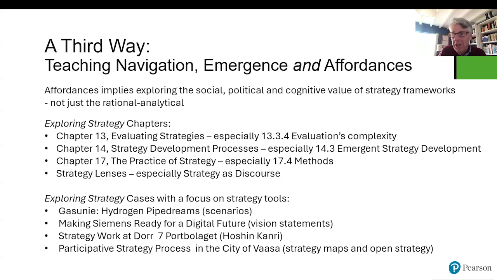So strategy tools, not so bad. Strategy tools, not the answer, not plug in and play analytical answer, but not useless, as Mintzberg might argue. They have many different affordances, and I think it'd be good to introduce those into one's teaching of strategy. And that's where I close.